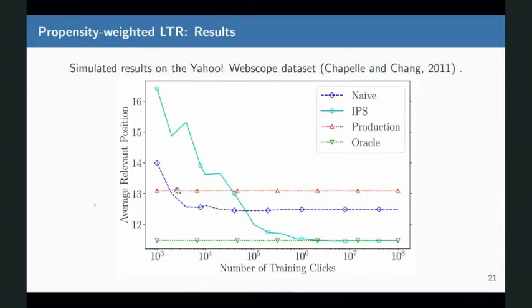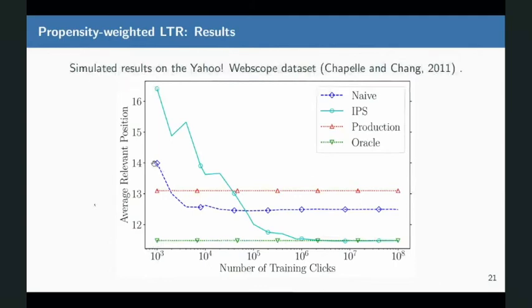This red line is the production system. This is the system we use to gather clicks, so this is where the clicks come from. This is what I call an oracle. In a simulation, we know exactly what the preferences are, so we can train a model to perfectly match those preferences. So this is the optimal model.